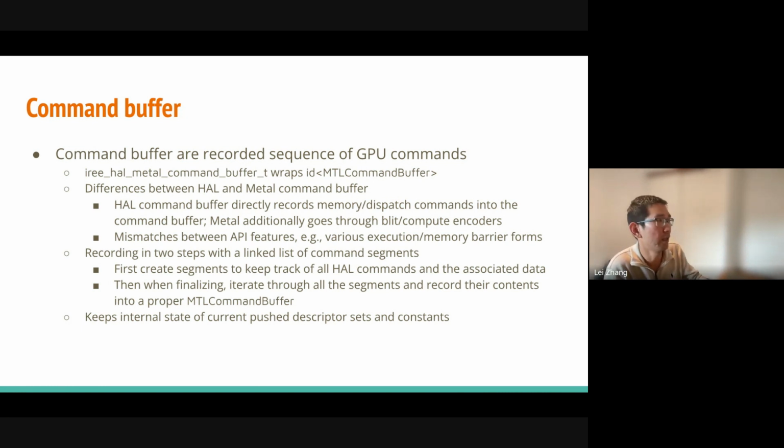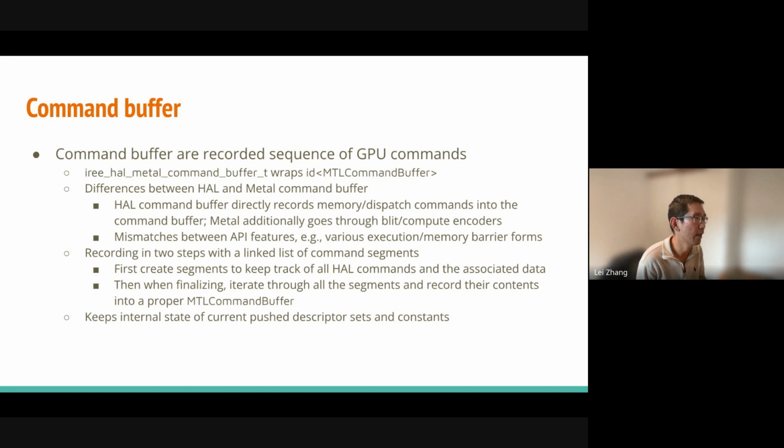When you call command buffer end, which means they are ending the recording of the command buffer, we go through the linked list of command segments and then record the contents into the proper MTL command buffer. This gives a chance to actually look at the command segments before and after the current one, so we can do things properly. Like if the previous command is a blit, or actually a memory command, and the following command is a compute command, that means okay, you need to switch the encoder. You can do that.